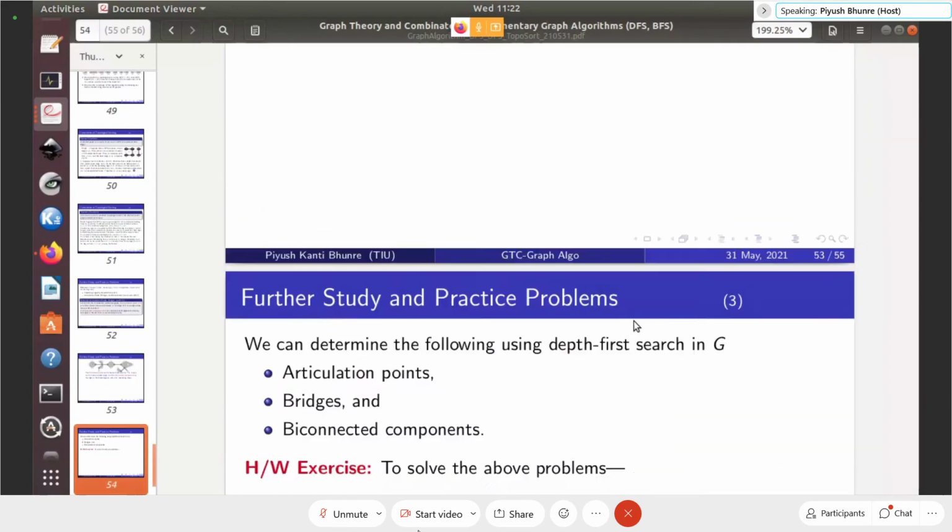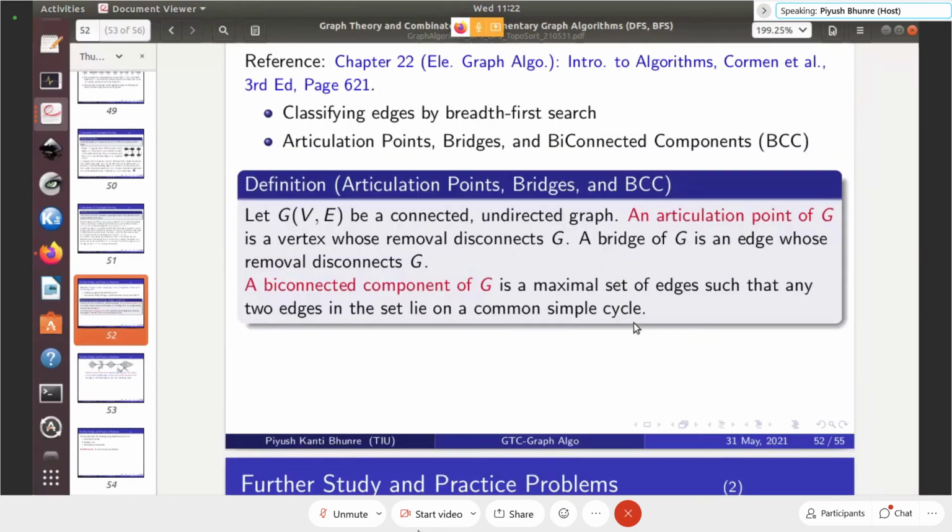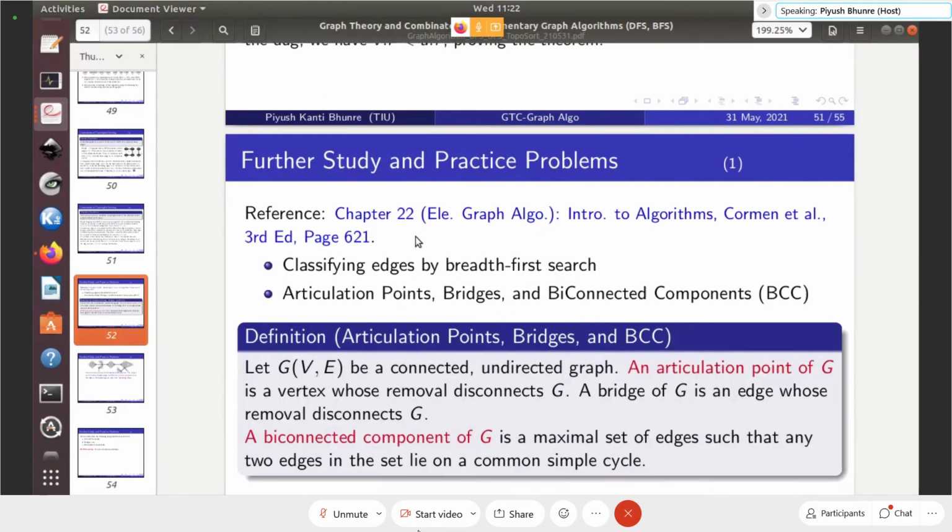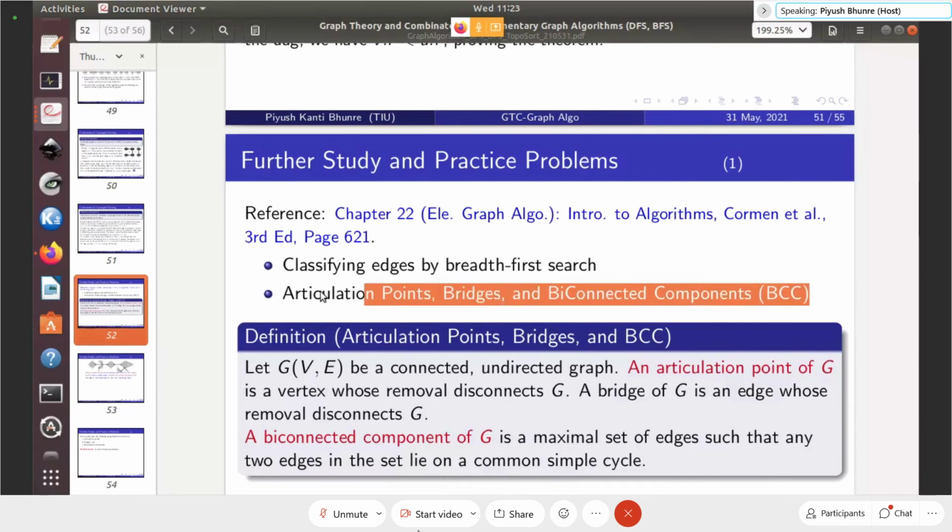Okay, so I leave you to here. I have given that book. You can look into chapter 22, elementary graph algorithms, in Cormen's book. On page number 621, articulation points and biconnected components are discussed there, and there are some hints given on how these can be identified in a graph using DFS or BFS traversal. So you should go through it at least once.